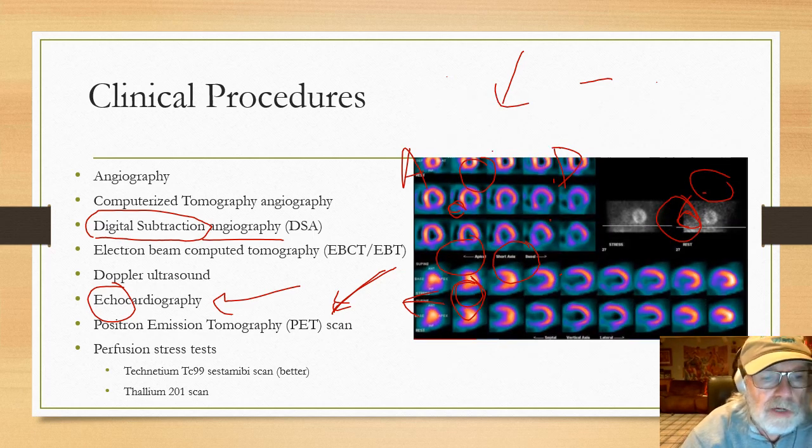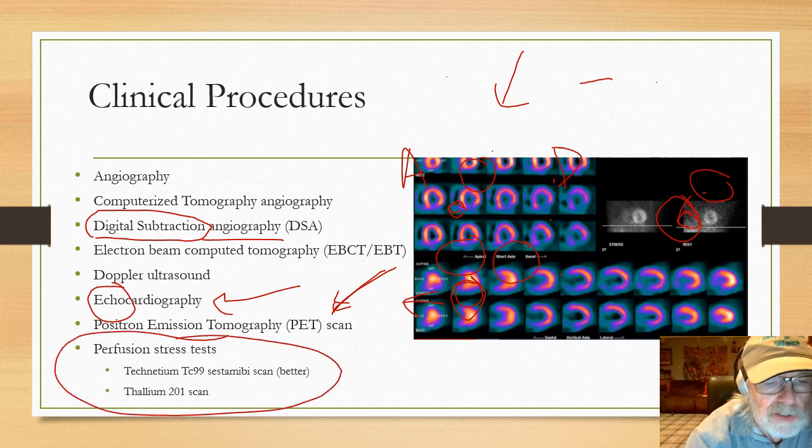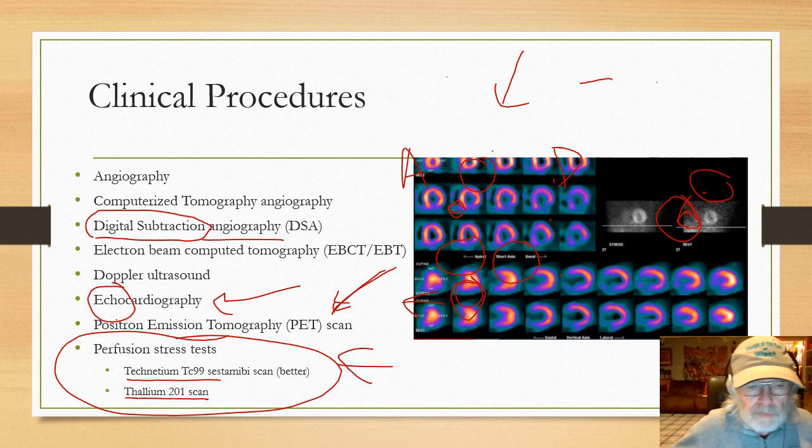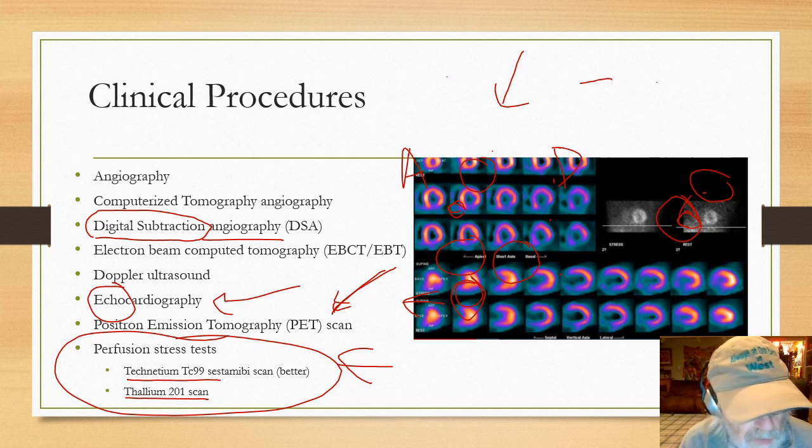Okay, and this right here are perfusion tests. This is called a stress test, a technetium-99 or a thallium scan. And what they do is they combine this with the stress test. With the stress test, they stick you on a treadmill or they give you a medication that simulates you being on a treadmill or exercising. And what they do is they make the heart work harder. And then they'll inject this material, this technetium-99 or thallium-201. And what that does is it's going to show the blood perfusion to the heart.